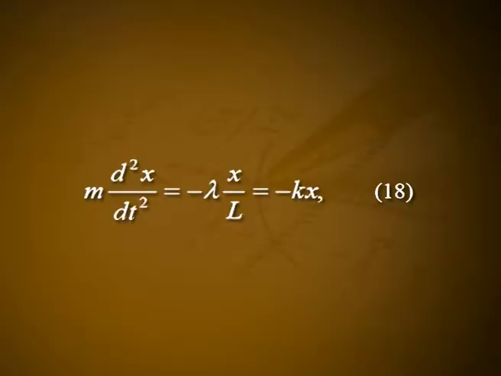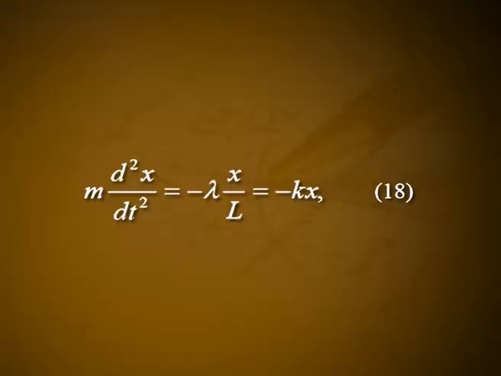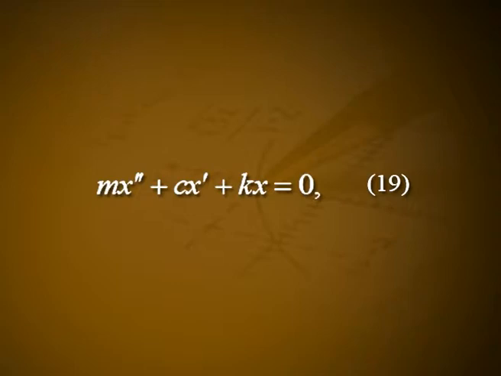Then the equation of motion of the particle is m d square x by dt square is equal to minus lambda into x by L, which is equal to minus k into x, where k is the elastic constant. If the particle moves in a resisting medium with resistance proportional to the velocity x dash, equation 18 becomes m x double dash plus c x dash plus k x equal to 0, which is a linear differential equation of the second order.